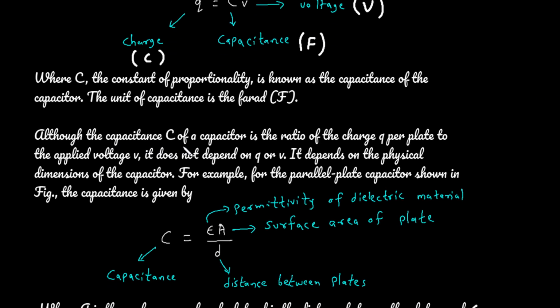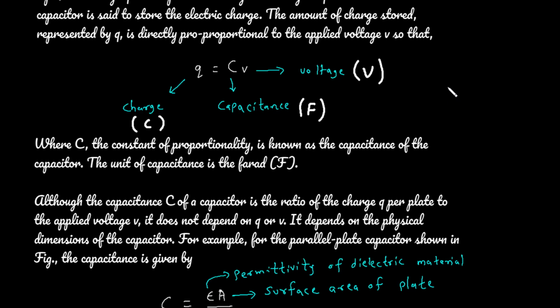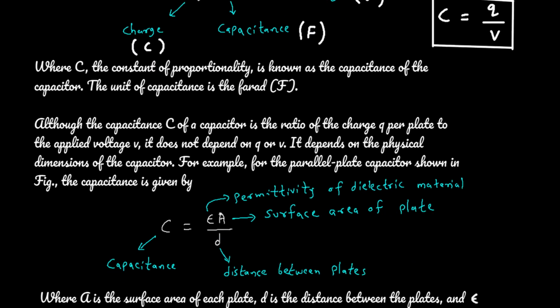The capacitance C of a capacitor is the ratio of the charge Q per plate to the applied voltage. So here we can rewrite this as C is equal to Q upon V, charge upon voltage. Capacitance is the ratio of charge upon voltage, but it does not depend on charge or voltage. It depends on the physical dimension of the capacitor.